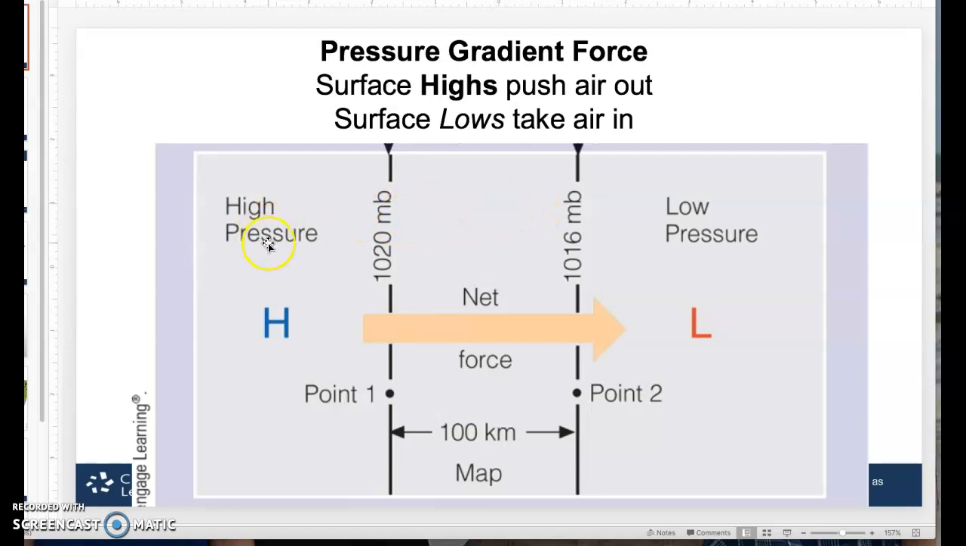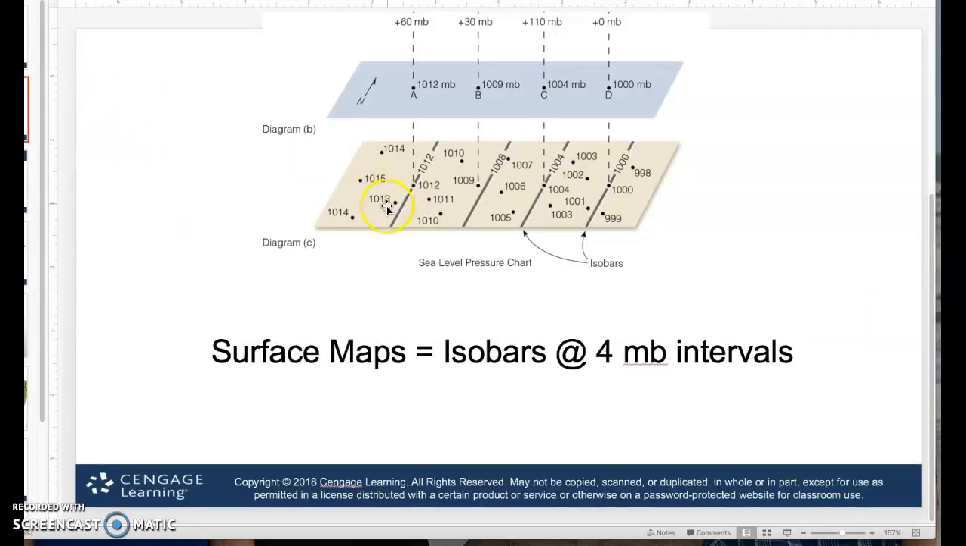So as you can see, you're setting up a differential of gradients between high pressure over here and low pressure over here. And we know that equilibrium is very important, that the high pressure will produce a net force toward the low pressure area and send molecules of air on a horizontal gradient toward the low pressure area. How do we see this on a surface map? We see this in terms of isobars.